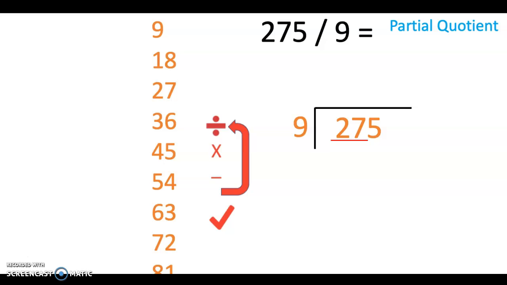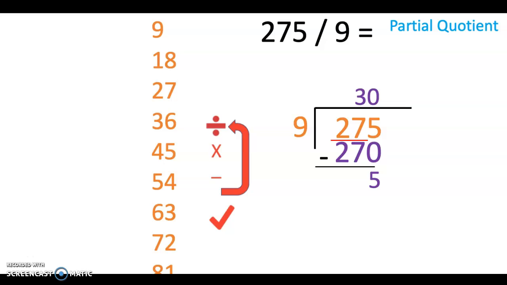If I skip counted 3 times, that would get me to 27. But that 3 is really worth 30 because it's in the tens place. Now let's multiply. 30 times 9 is 270 because 9 times 3 is 27 plus a 0. Then we'll subtract, which will leave us over with 5. Now we're ready to repeat back to division.